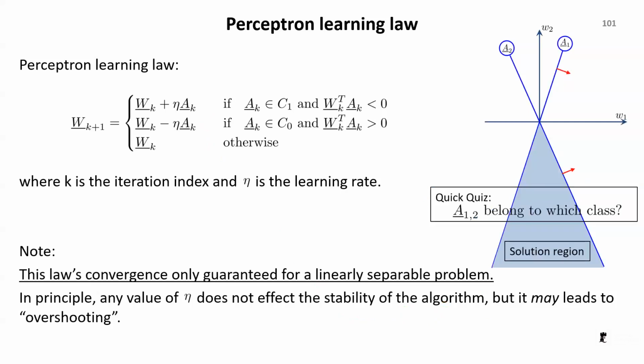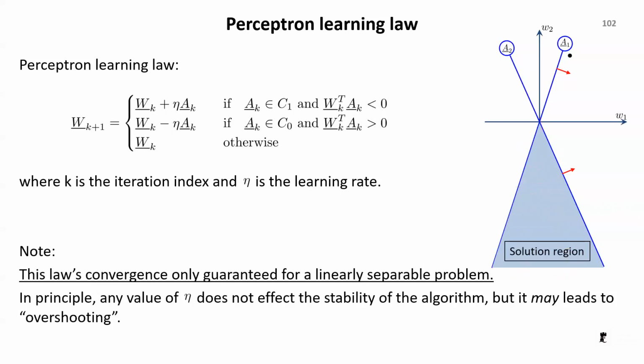What is overshooting? I will cover this quickly, because we don't have much time. So now assume we have input points A1, A2. For input A1, the solution is here, so it means A1 belongs to class positive. For A2, the orientation and the solution is on the opposite side, so A2 must be class negative. So that's why the solution region is here.